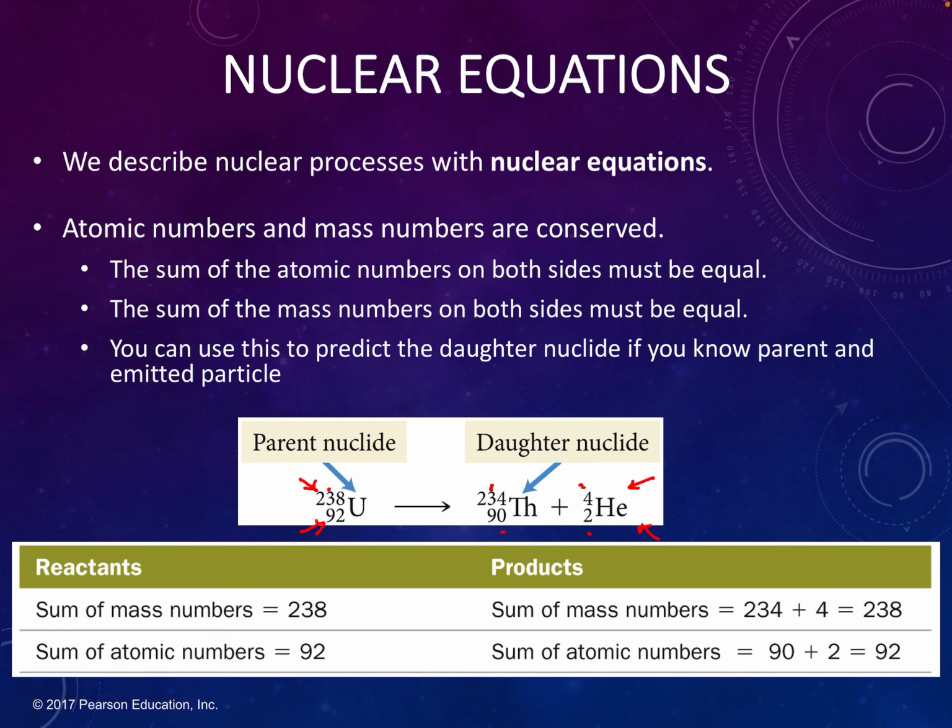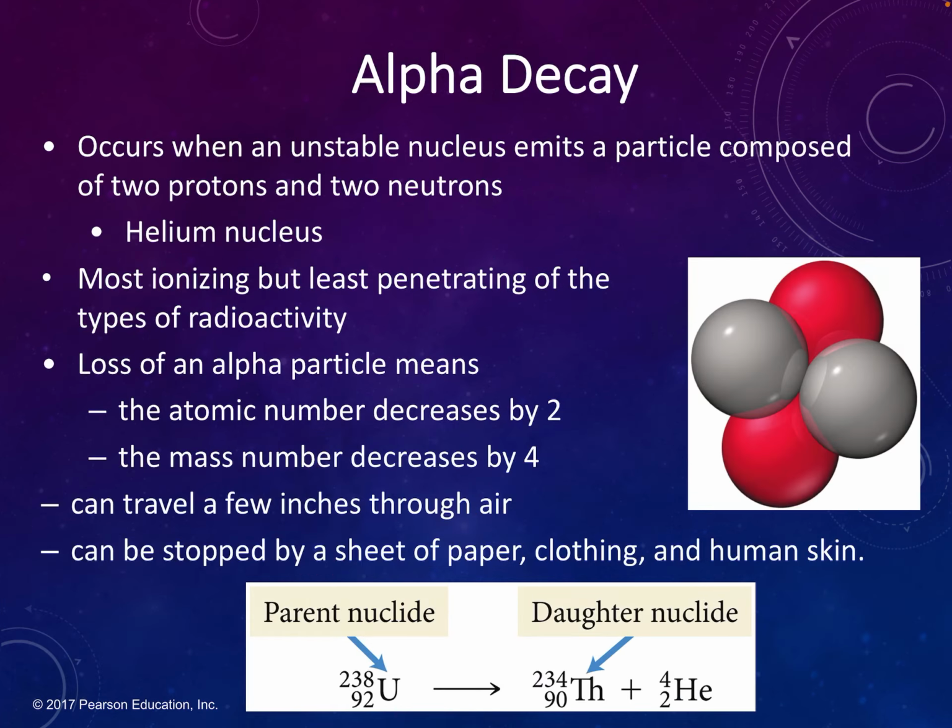And you can actually do this to predict what the daughter nuclide would be if you know the parent nuclide and the particle that's being emitted, because you know what all of them have to add up to. If we started with 238 and it lost 4, then that has to be 234. If we started with 92 and it lost 2, then it has to be 90, and that 90 will tell us that that's thorium.